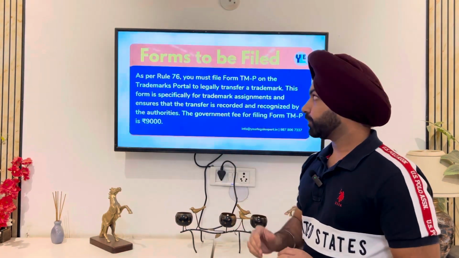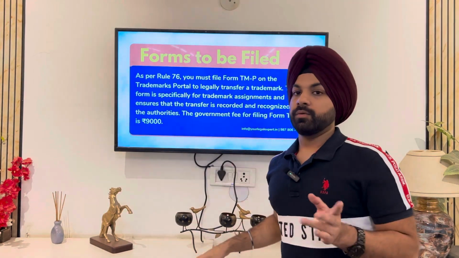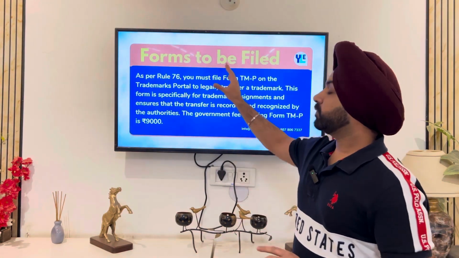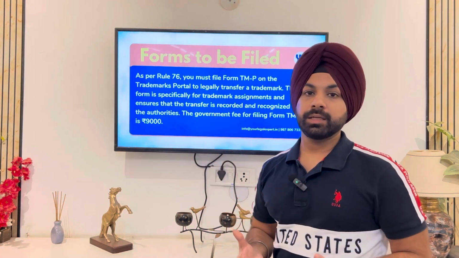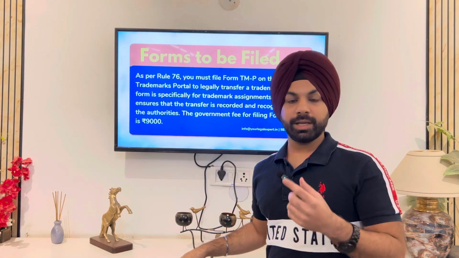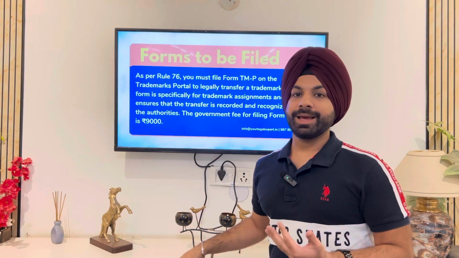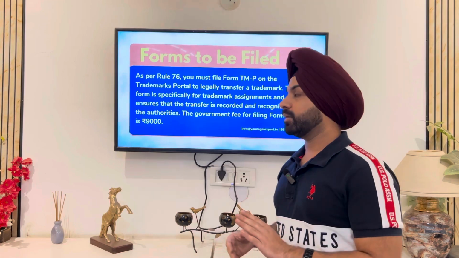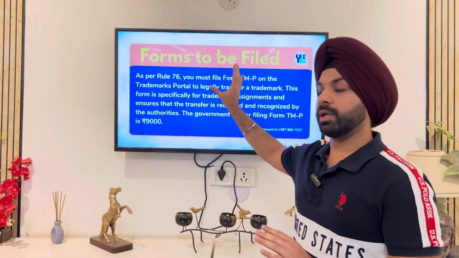Now we'll move further. So forms to be filed. We discussed the introduction part, we discussed the law. Now which form is to be filed and where it has to be filed. The trademark forms can be filed through online mode and offline mode. In today's era, we know that everything is online, so we'll discuss only the online forms here.